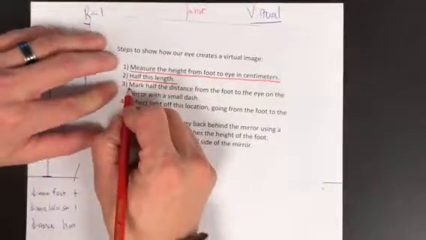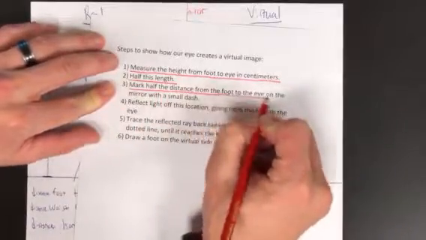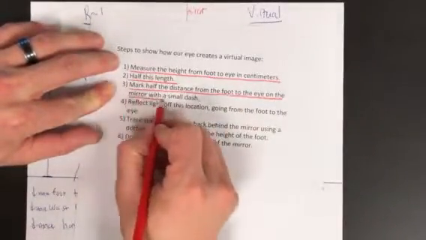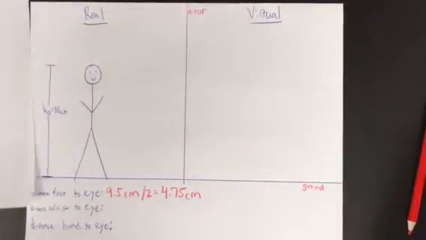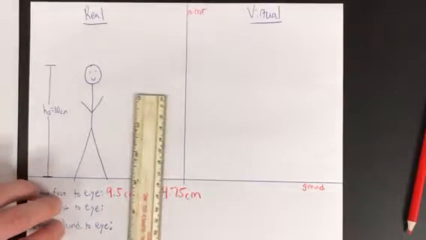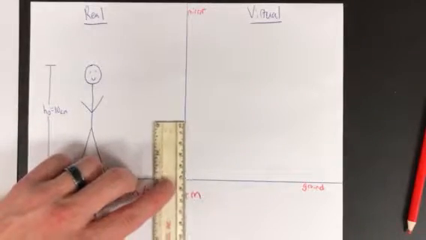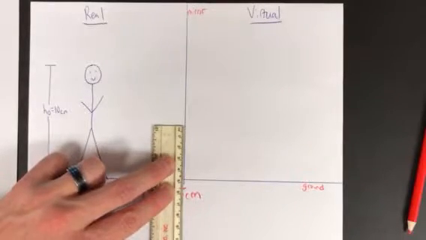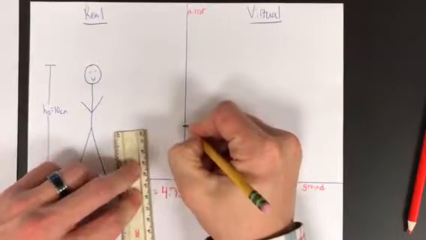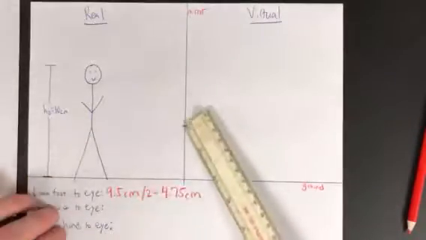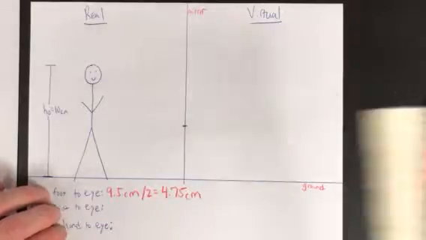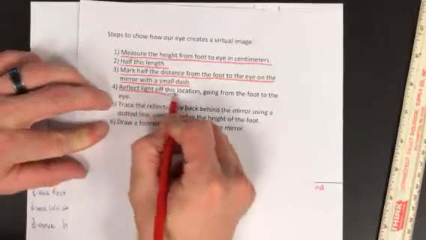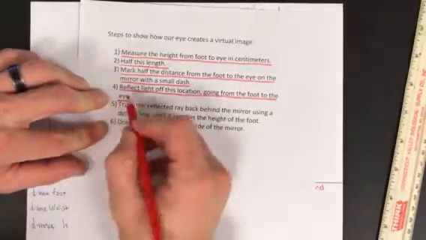Now step 3, mark half the distance from the foot to the eye on the mirror with a small dash. Okay, I'm just going to take my regular pencil, and up from the foot I'm going to measure that 4.75 centimeters, but I'm going to do it on the mirror. Okay, so it's about 4.75 right there. I'm going to mark it with a small dash. So that is halfway from the foot to the eye right there. Then I'm going to reflect light off this location, going from the foot to the eye.